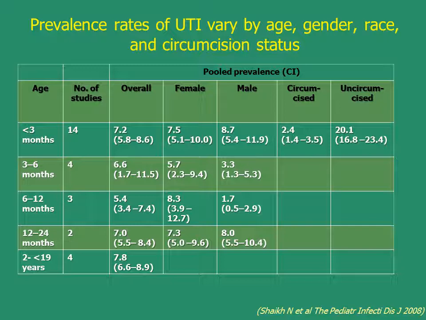UTI has a bimodal age of onset with one peak in the first year of life and another peak between 2 and 4 years of age, which corresponds to the age of toilet training. It has been estimated that approximately 7.8% of girls and 1.7% of boys by the age of 7 years will have had a UTI. By the age of 16 years, 11.3% of girls and 3.6% of boys will have had a UTI.